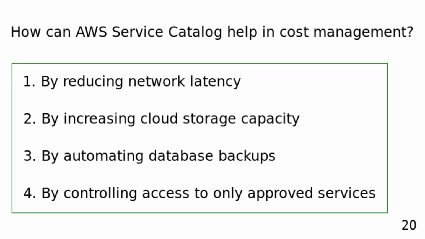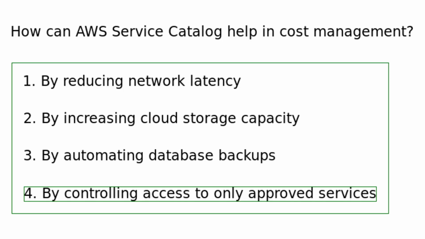By reducing network latency. By increasing cloud storage capacity. By automating database backups. By controlling access to only approved services. AWS Service Catalog helps in cost management by controlling access to only approved services, preventing unnecessary spending on unauthorized resources.